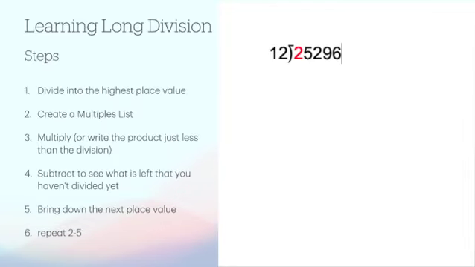And here's also, I'm going to explain why, when learning long division, the first thing you do is divide it into the highest place value. In this case, we've got 12 divided into 25,296. So 25,296 divided into little groups of 12. So we're first going to take 12 into the 20,000. But because it doesn't go evenly into 2, we're going to actually switch that and take it into 25,000. Because I can do 12 into 25.